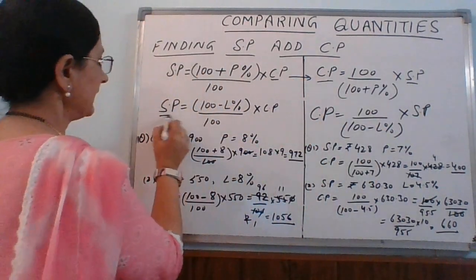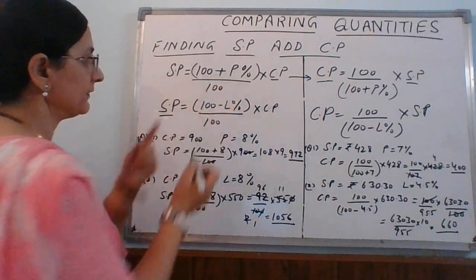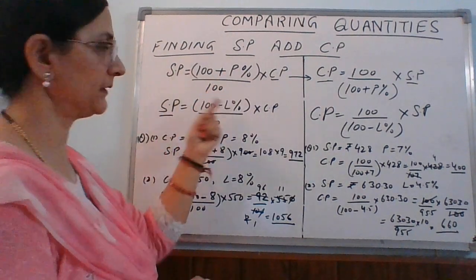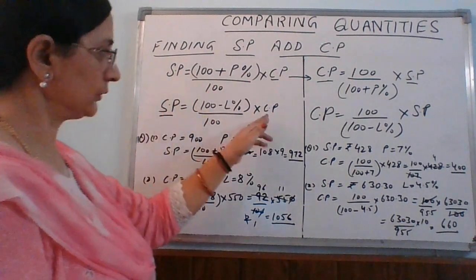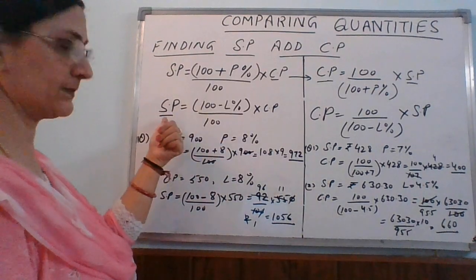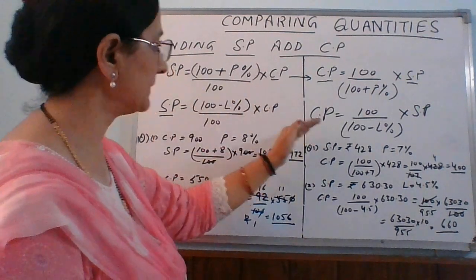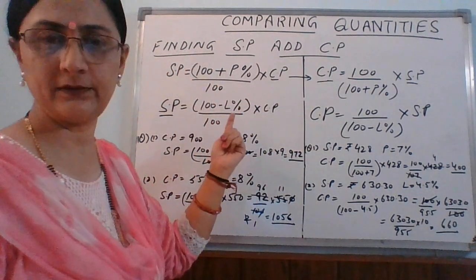Now SP, when the loss is given: instead of 100 plus profit, if there is a loss then do 100 minus loss, and into CP, because CP will be given and you have to find SP. So in case of CP, if loss is given, then it is just the inverse of this.